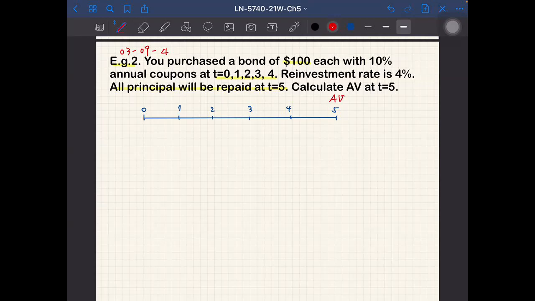At first, the $100 bond was purchased at time 0. So the first coupon is paid at time 1, and the second coupon at time 2, and then time 3, time 4, and time 5. So this is the first bond.